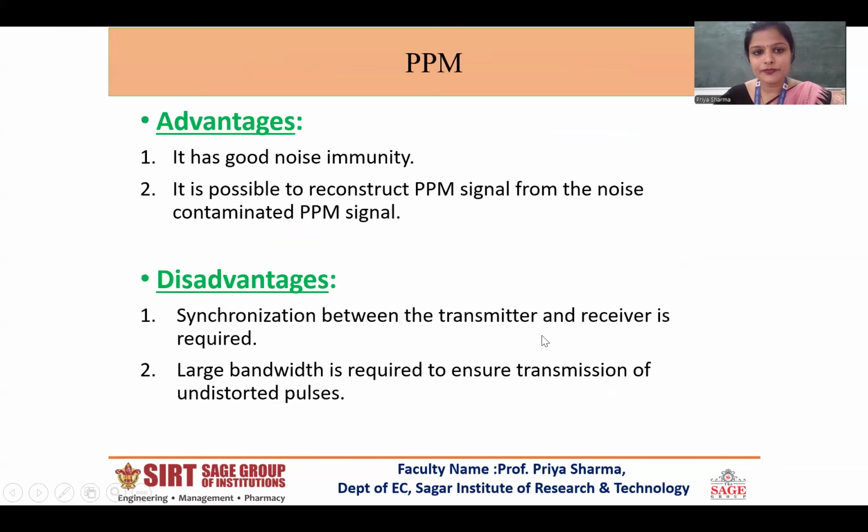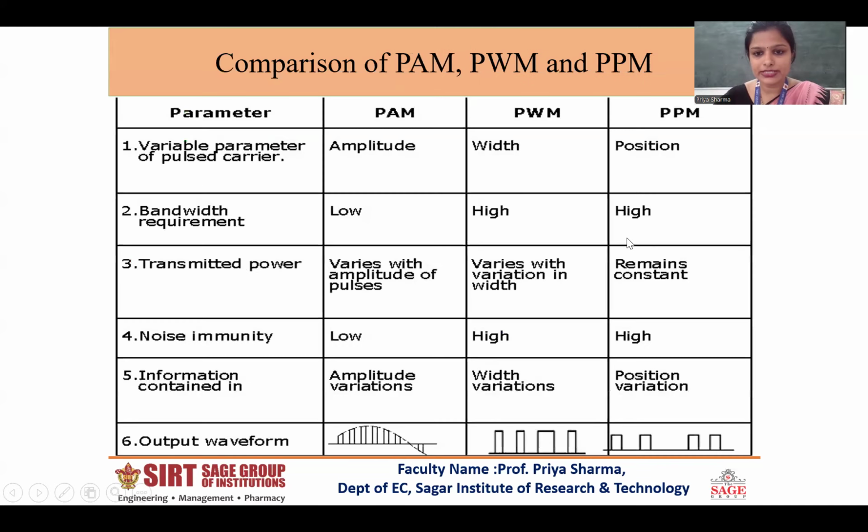So that's all. Coming to the last slide of the PPT, having advantages and disadvantages. First, advantages of pulse position modulation: it has good noise immunity, and it is possible to reconstruct PPM signals from noise contaminated pulse position modulated signals. The disadvantages: synchronization between the transmitter and the receiver is required as the position is varied, that's why we need synchronization, and large bandwidth is required to ensure transmission of undistorted pulses.